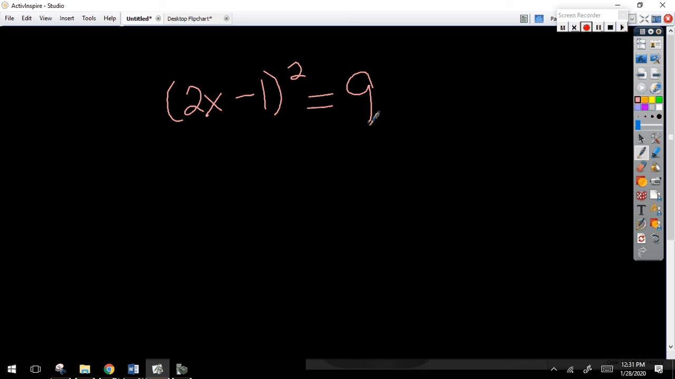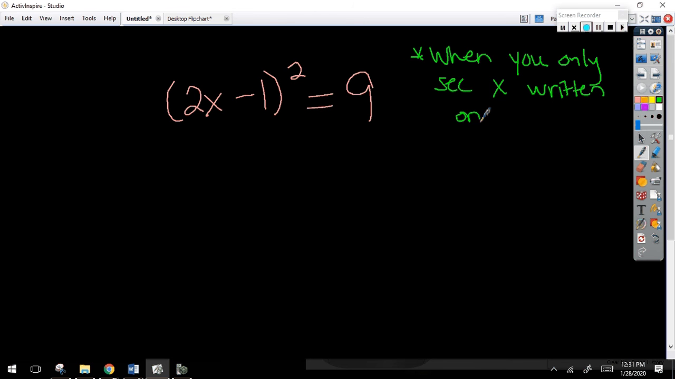Well, you could FOIL it out and then factor it back down. But here, when you only see x written one time, we're going to SAD map, which remember is just our method of solving equations.